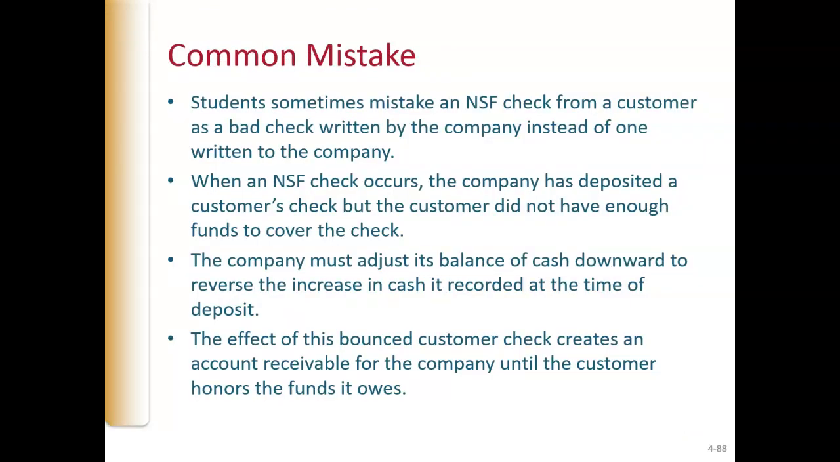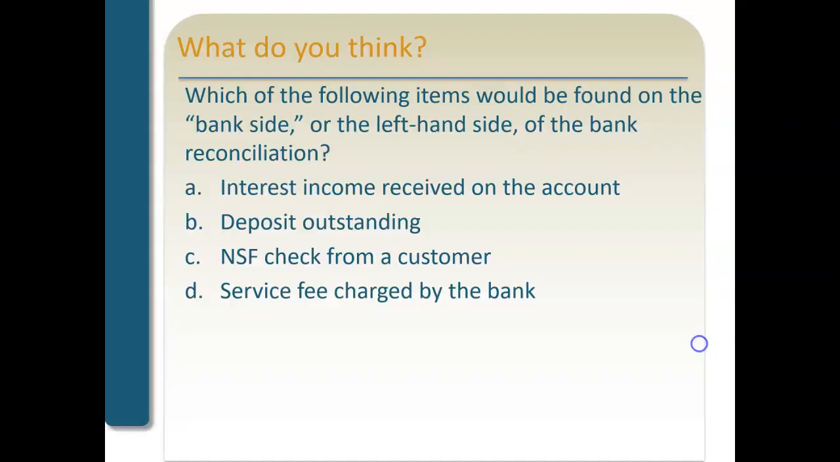Sometimes students mistake an NSF check for a customer as a bad check written by the company instead of one written to the company. When an NSF check occurs, the company has deposited a customer's check, but the customer did not have enough funds to cover the check. The company must adjust its balance of cash downward to reverse the increase in cash it recorded at the time of the deposit. The effect of this bounced customer check creates an accounts receivable for the company until the customer honors the check. So guys, which of the following items would be found on the bank side or the left-hand side of the bank reconciliation?